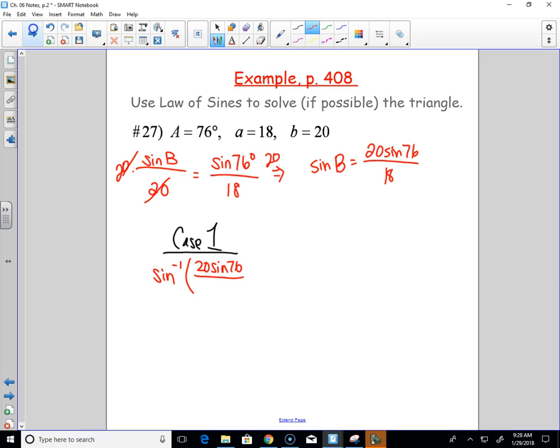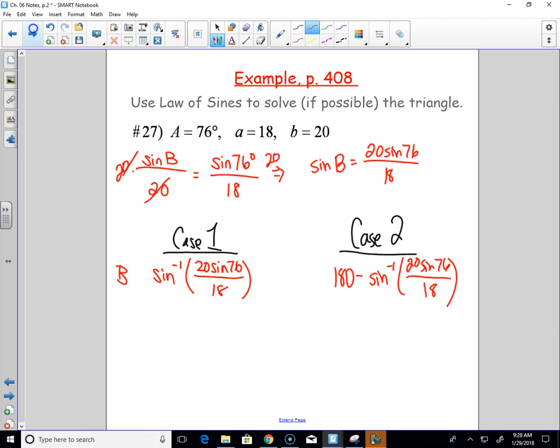But we have to remember, every time there's an SSA, unless we want to draw all those pictures and try to figure out visually whether or not it works to make 0 or 1 or 2, mathematically we just have to say, all right, hold on, no big deal. Just check the 180 minus also. Check the sine inverse, but check the 180 minus also. Both of these are for the angle that we're trying to find.